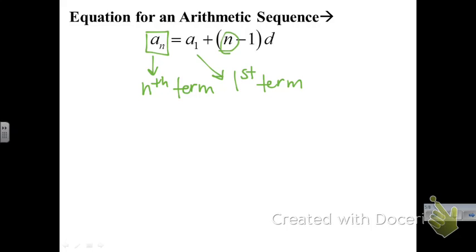Now, the equation for an arithmetic sequence is this, and what this means right here is the nth term. A sub 1 is the first term. N is that value that they give you there. So if they said you had the 12th term, then n would be 12. And D is your common difference.